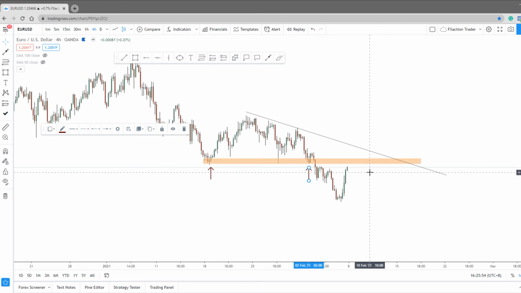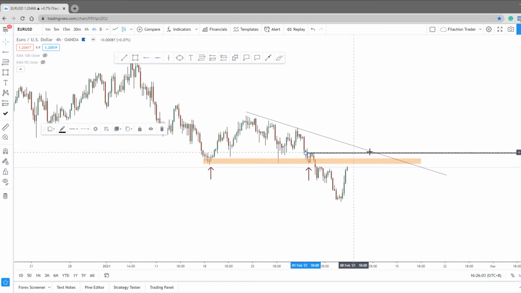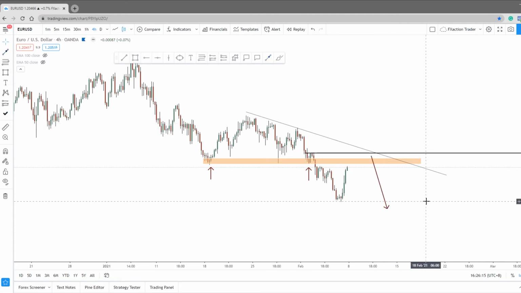So in this week, we are going to focus on a sell trade instead of a buy trade, and this key level will be around 1.208. This key level is going to be very important. As long as this key level is not broken, we are still going to look for only a sell trade.